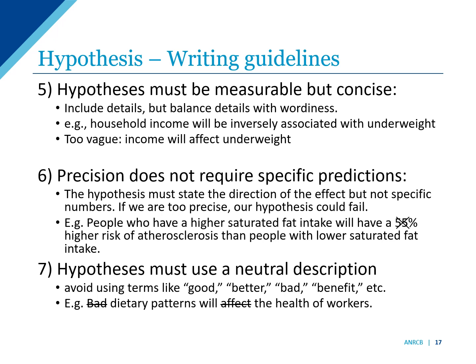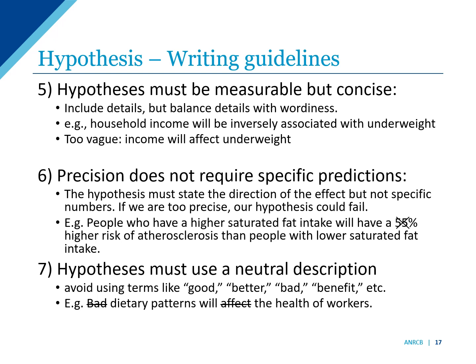For example, people who have a higher saturated fat intake will have a 55% higher risk of atherosclerosis than people with lower saturated fat intake. You may not want to include the 55% because that's very, very specific, and you may not be able to estimate with that level of accuracy, and you might also just be really far off.